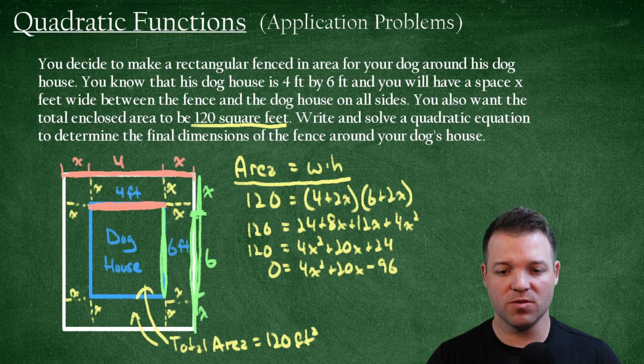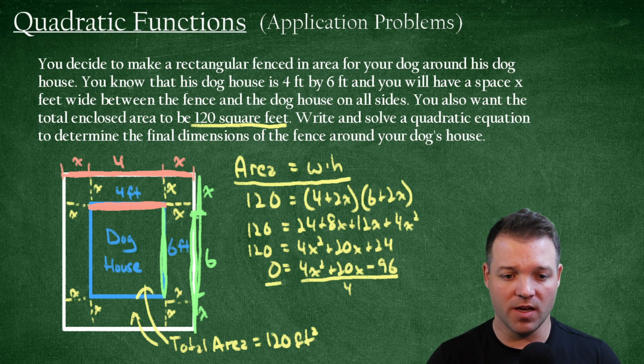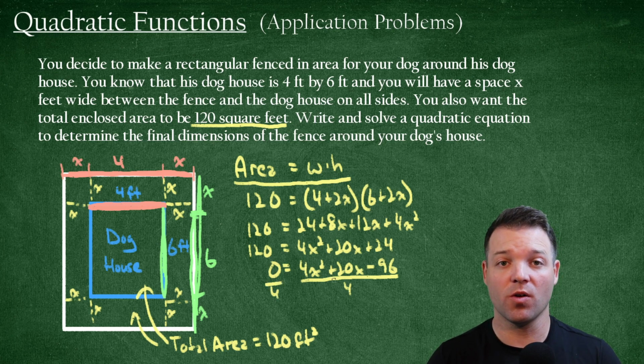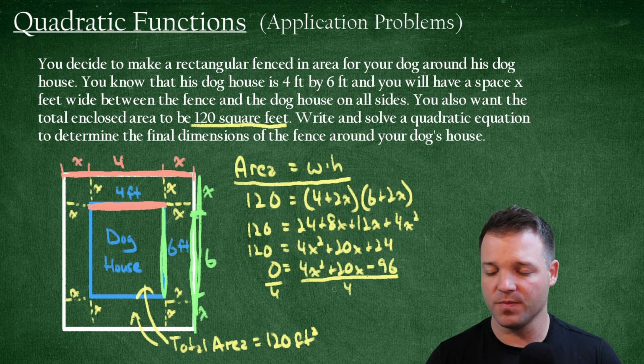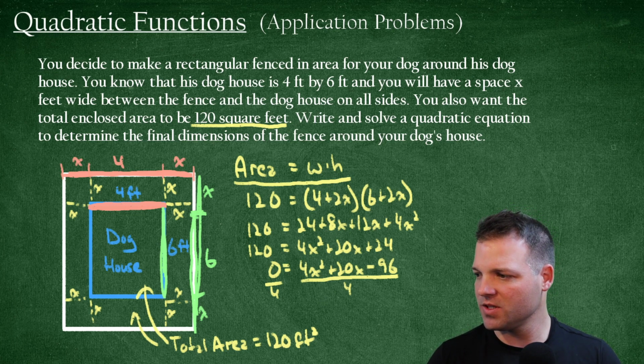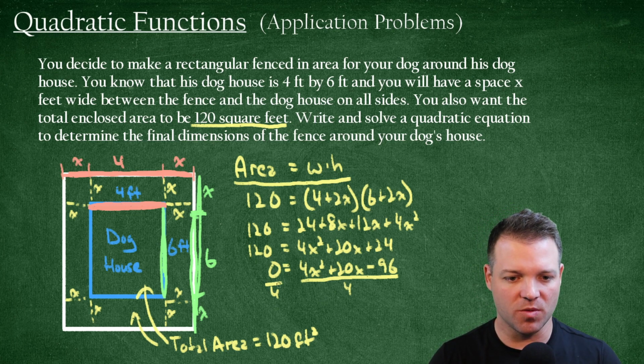So the first thing I'm going to do to factor this is, I noticed that all of these are divisible by 4: 4, 20, and negative 96. Since it's an equation, I can divide both sides by 4. I'm running out of space a little bit, so we'll probably have to move up in a second, but let's go ahead and do that.